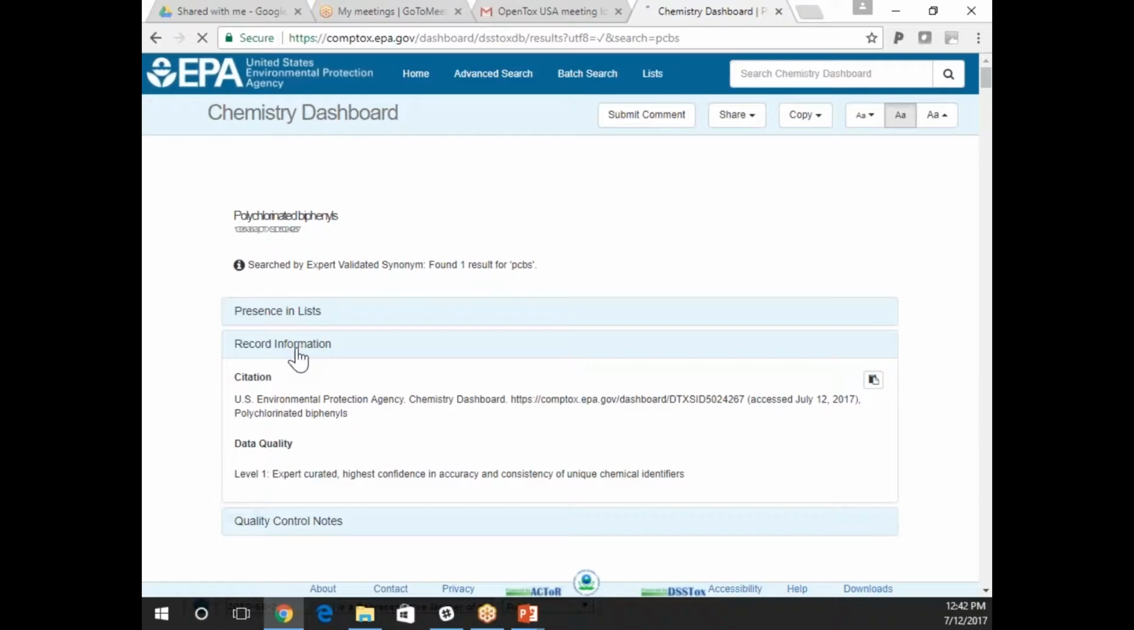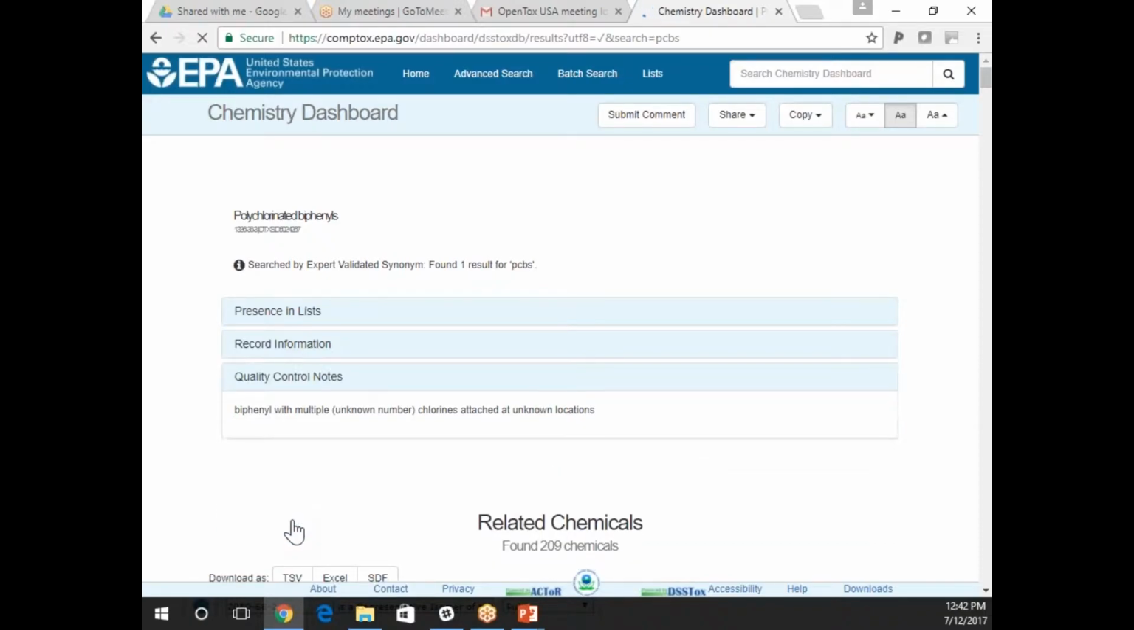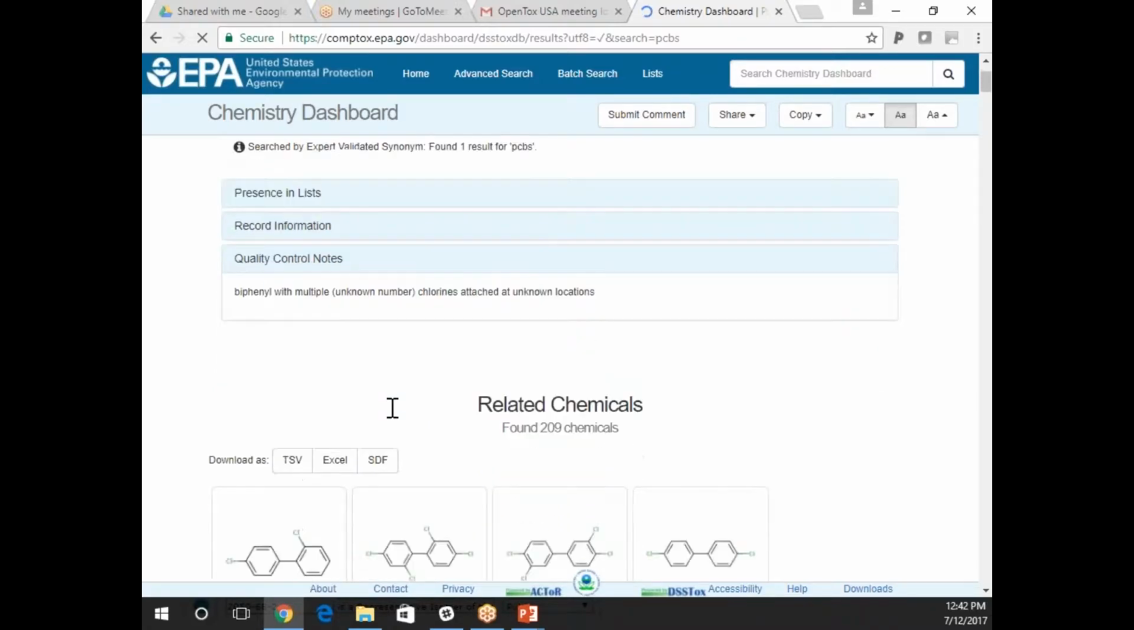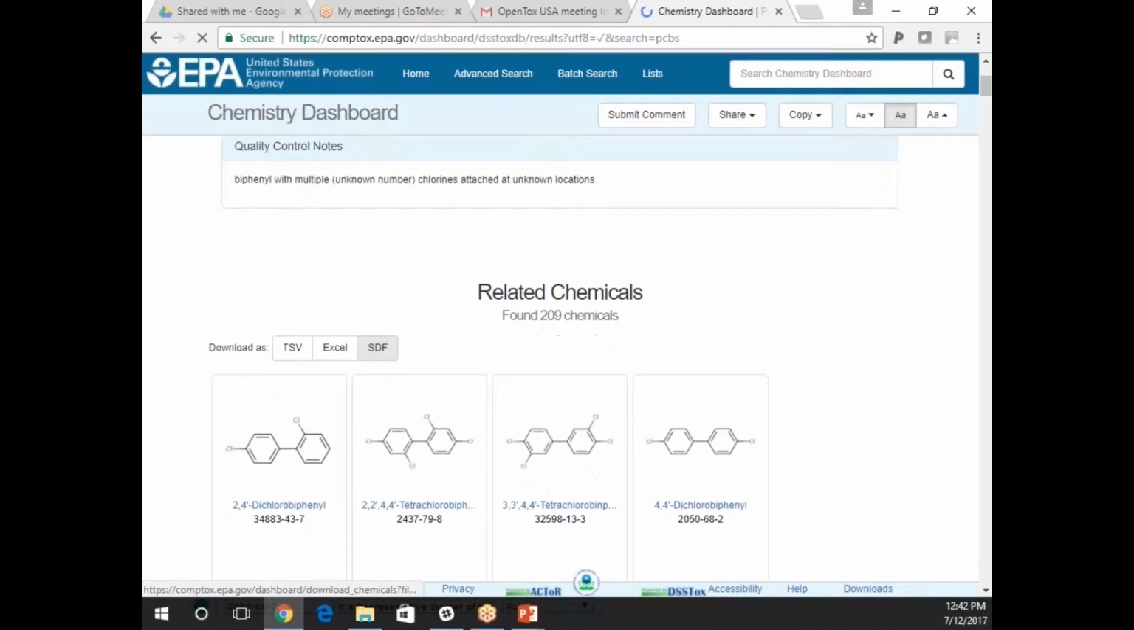It'll pull up that it has a CAS number. It's a substance. What it really is, it's a family. And so under record information, you can see that we have done our due diligence. It's level 1. It's been expert curated. The quality control notes describe for you what it actually is. It's a biphenyl, and we don't know how many chlorines are on this thing.